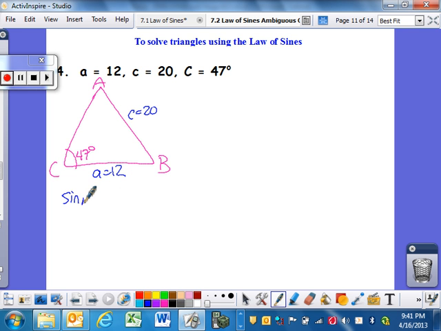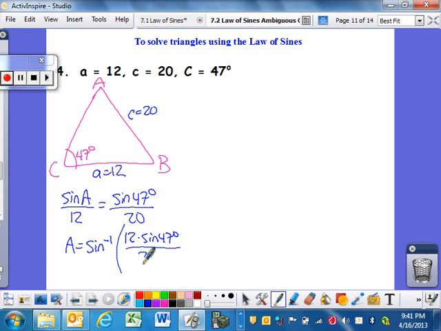So sine of angle A over 12 equals sine of 47 over 20. And when you guys cross multiply and take the sine inverse, I'm going to kind of jump big time to conclusion. A will equal sine inverse of 12 times sine of 47 on top over 20. And when you guys dump all that in your calculator, you're going to get that A equals 26 degrees.